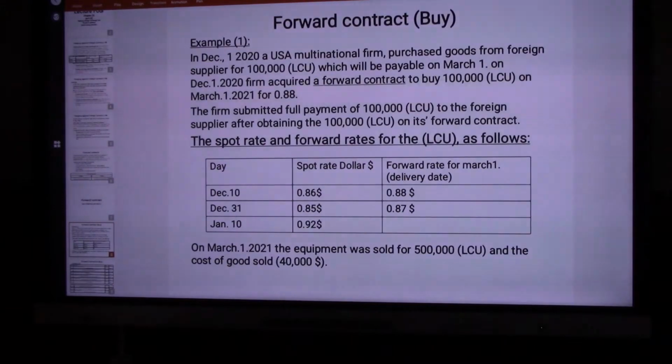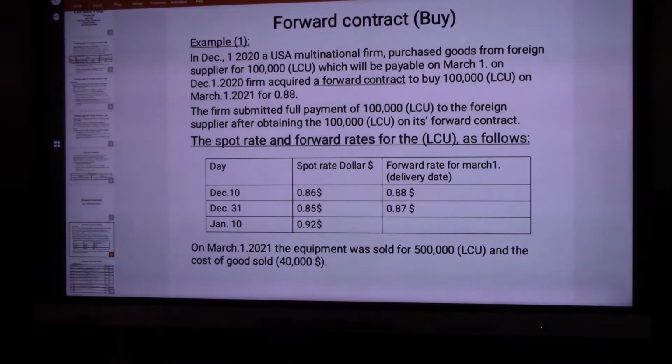On December 10, I have a spot rate and I have a forward rate. Ask yourself which rate I'm going to use for December 10 for the forward contract. The date spot rate or the forward rate? No, the forward rate. Why the forward rate? We locked the price, we agreed on a price that is not the same as the current one, but a price based on the agreement between the firm and the dealer to buy for the forward contract.